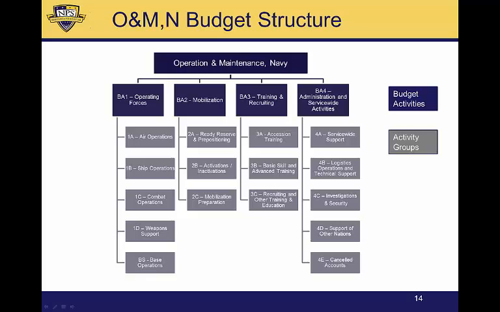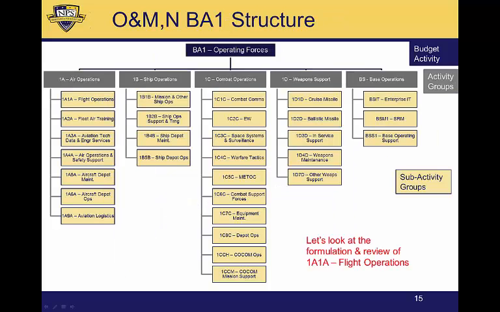So imagine we take BA1, the operating forces, and take that down one more level. This is what we would say. We've got the 5 activity groups, air operations, ship operations, and so on. And then beneath them are sub-activity groups. So within air operations, we have flying, we have training, depot maintenance, logistics, and so on. So for our example, we're going to look at 1A, flight operations.